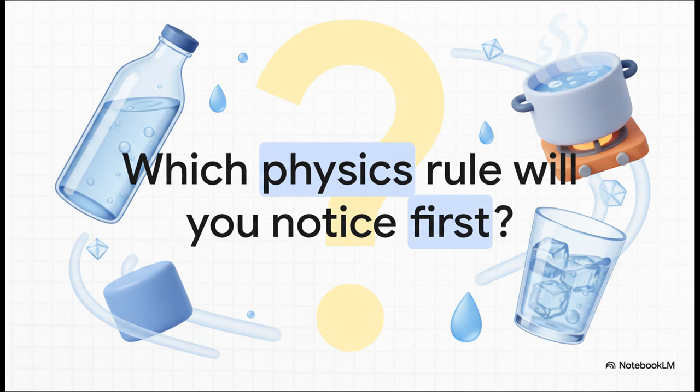So, now that we've taken this thermal journey together, take a look around your kitchen today. You're constantly surrounded by these processes. Next time you see a sweating bottle or a boiling pot, which invisible physics rule are you going to notice first? And hey, if water breaks the rules here on Earth, what other bizarre physics anomalies are hiding out there in the universe? Something to think about.